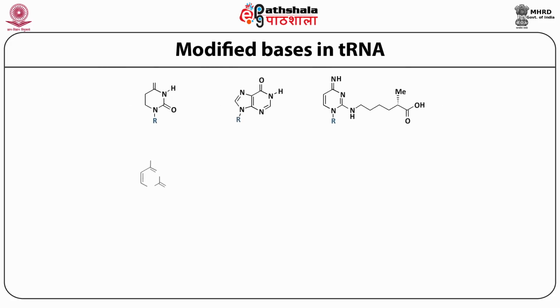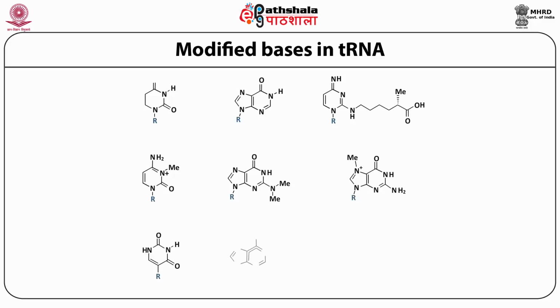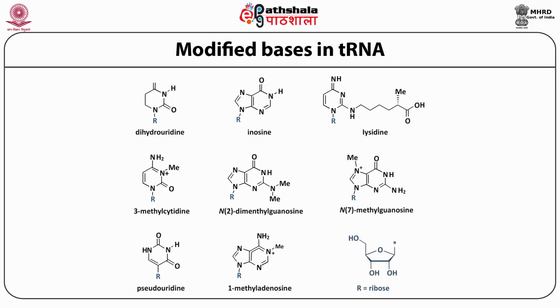We show here in this picture a number of modified nucleobases which are found in tRNA. For example, we have dihydrouridine or inosine. In the case of inosine, we have NH group and O6, but there is no amino group at the second position like in the case of guanine.